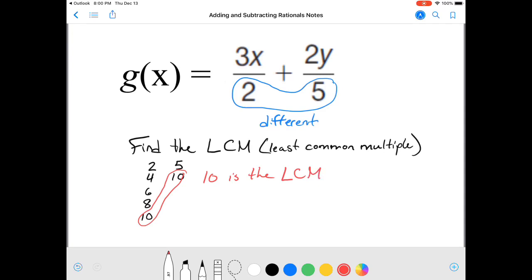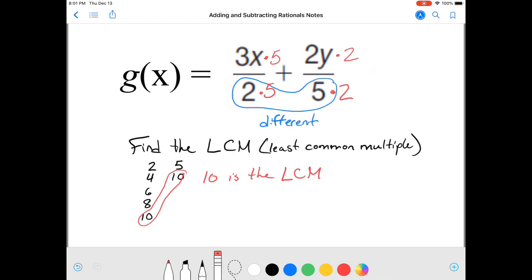Now we have to figure out what we have to multiply 2 and 5 by to get to 10. So we know that 2 times 5 equals 10, and 5 times 2 equals 10. Whatever we do to the denominator, we also have to do to the numerator of our fraction or our rational function. Therefore, we're going to multiply the numerator of 3x over 2 by 5 and the numerator of 2y over 5 by 2.